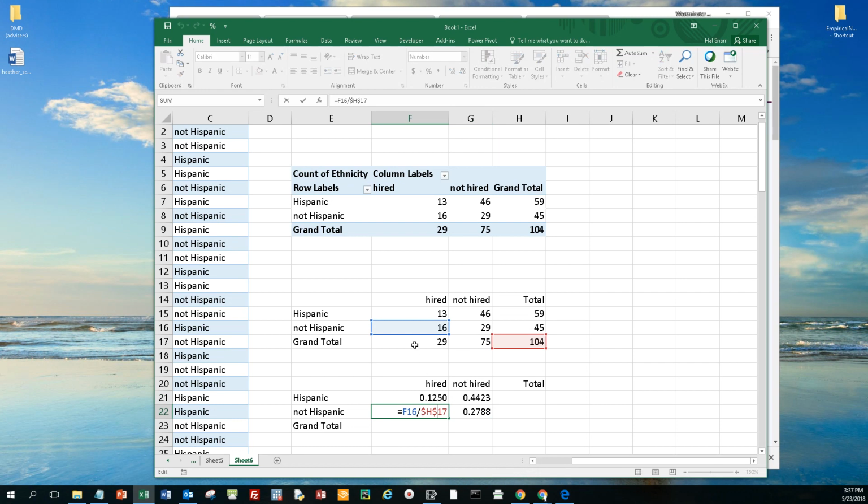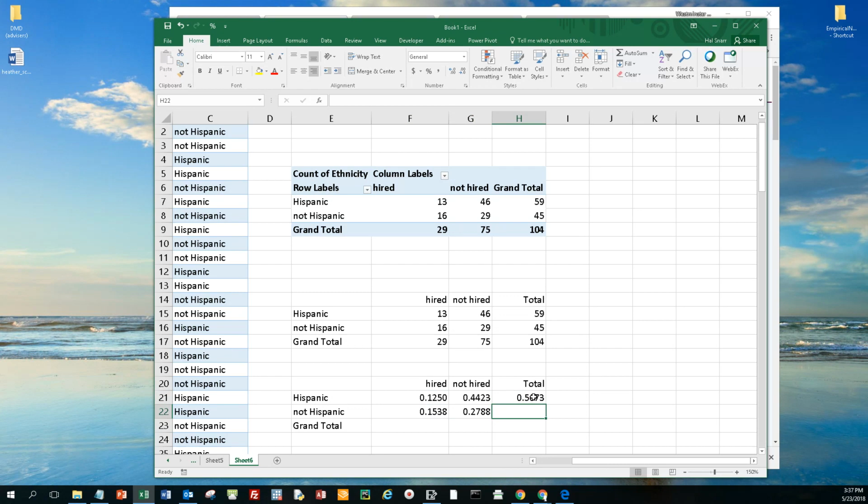And so this right here is the probability of hired and not Hispanic divided by the total of applicants. And this right here is the number of not hired and not Hispanic, 29, divided by the number of applicants. And again, these 4 things are joint probabilities. The total here is just that plus that.